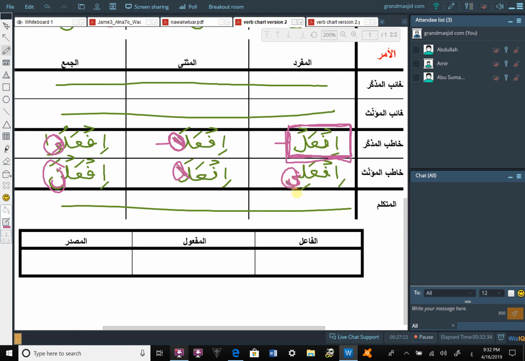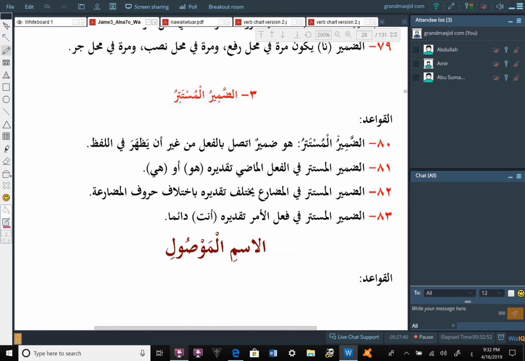Here this ya is anti. Here this alif al-ithnain is antuma, you guys. This waw al-jama' is antum because it's plural, and antunna. But here it's mustatir, it's hidden. So الضمير المستتر هو الضمير اتصل بالفعل من غير أن يظهر في اللفظ. It is the damir which is attached to a verb without it being pronounced, right?